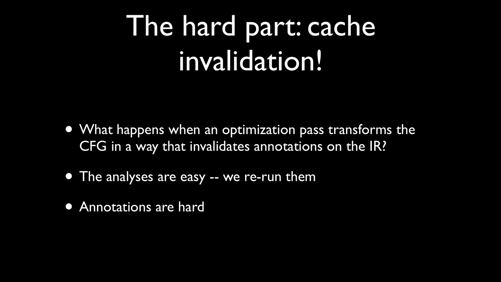So what happens when you have an optimization pass and it transforms the control flow graph in a way that makes the profile annotations that Diego or Bob's work have added to LLVM no longer accurate, when it changes the meaning of that profile information? This gets really, really complex.